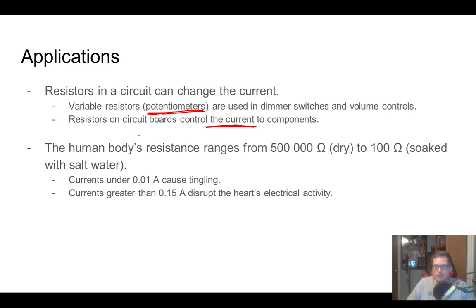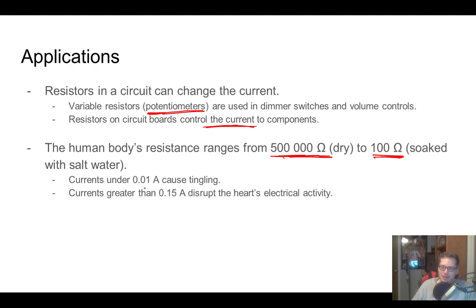All right. Human bodies, this is kind of interesting. Human body resistance ranges from 500,000 ohms, if you're completely bone dry, to about 100 ohms, which is actually pretty low, and that's when you're soaked with salt water. So for whatever reason, you've decided to jump in a bunch of salt water, maybe you're swimming in the ocean. What this really means is that the human body is fairly decent at conducting electricity, especially if you're sopping wet.